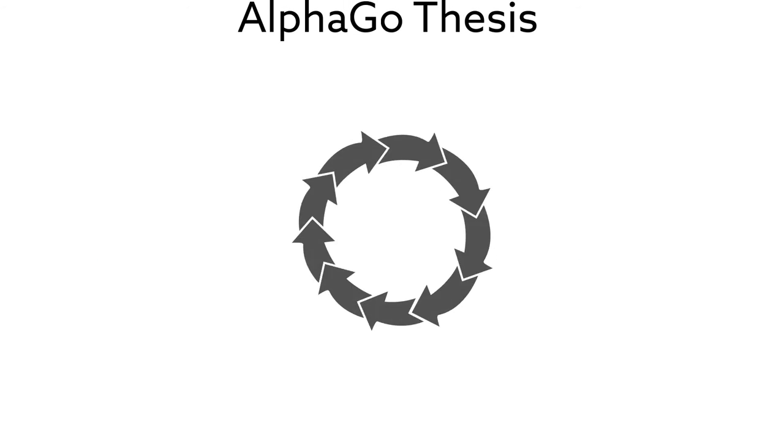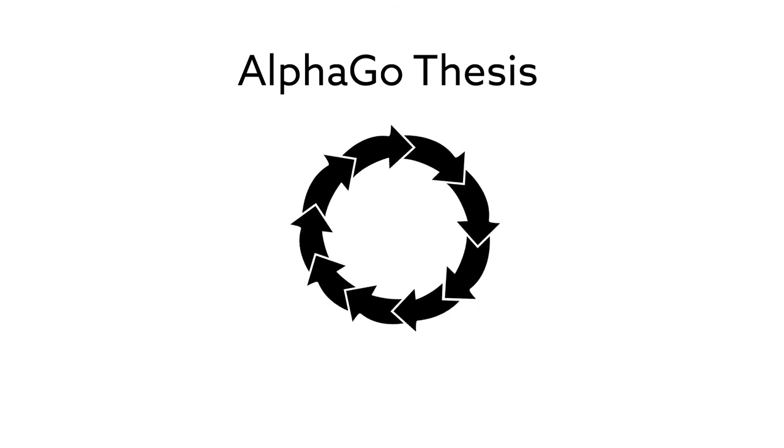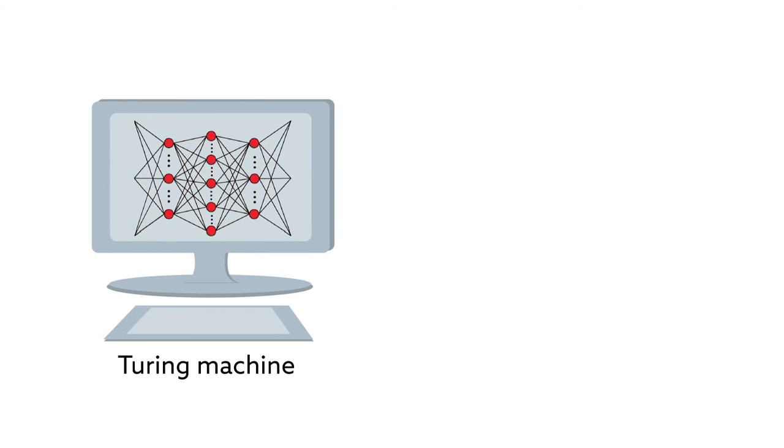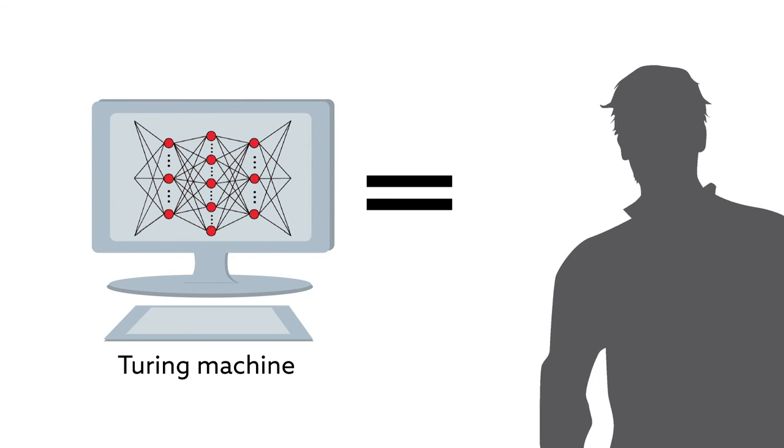This proposal, which the authors advance as the AlphaGo thesis, is a decision-oriented version of the Church-Turing thesis, which states that a simple computer called a Turing machine can compute all functions computable by humans.